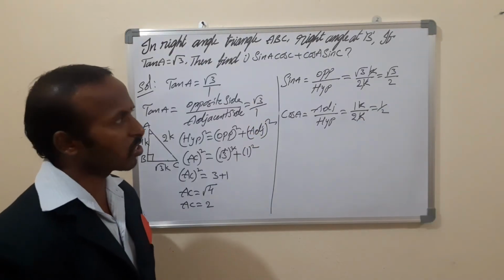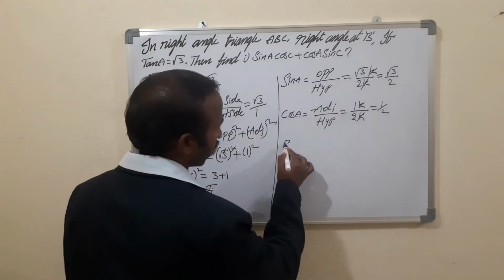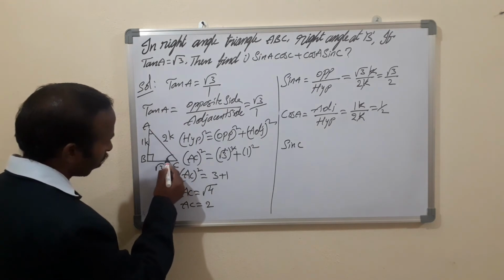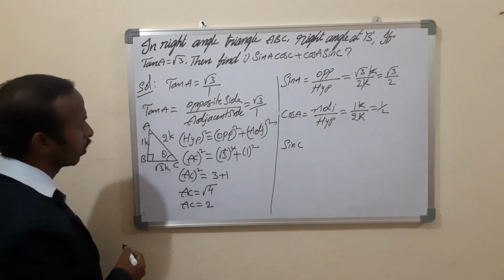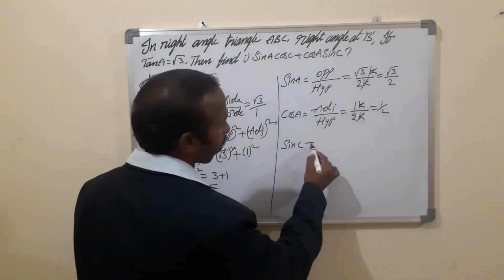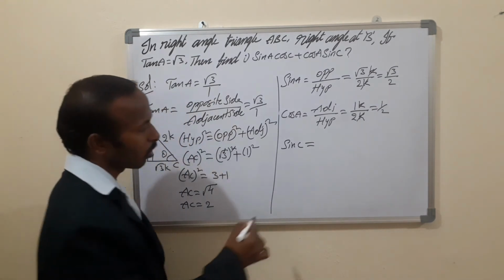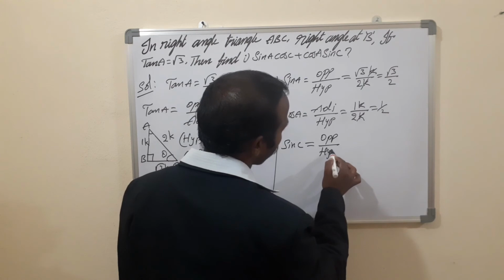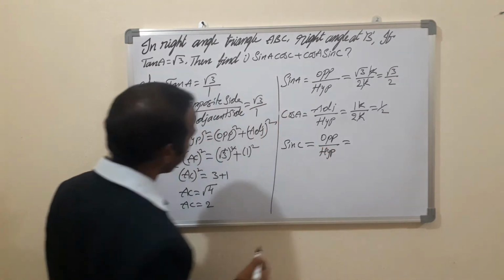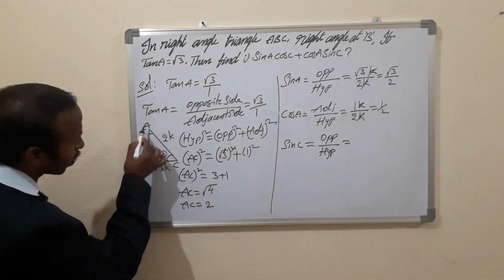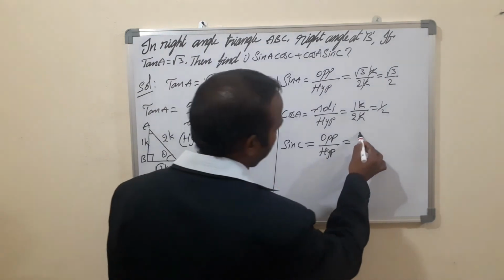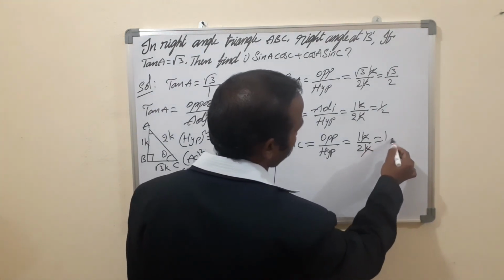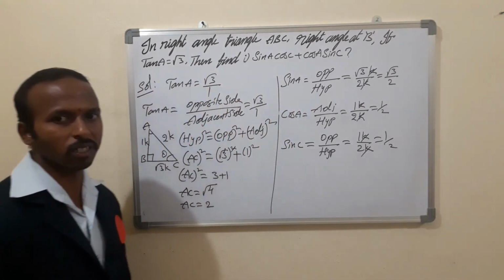Now we'll find the sin C. Sin C, which is nothing but the theta is at C. So you draw the theta at C. Now what is the sine formula in terms of sides? That is opposite side by hypotenuse equal to opposite side. From C, opposite is AB, that is 1k by hypotenuse is 2k. K get cancelled. 1 by 2 is sin C.